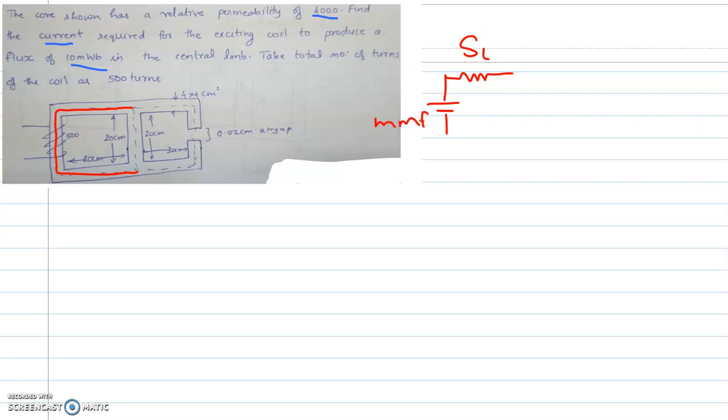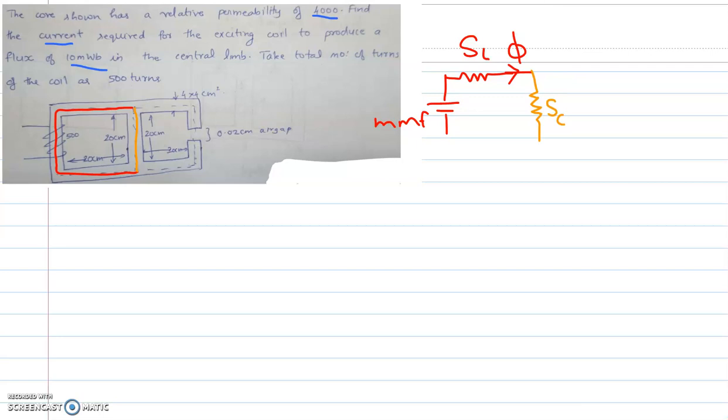Then it comes to the central limb. Whatever flux phi is produced, that flux phi divides into two parts. One is over the center portion, that is the central limb, and that phi C has an iron path, therefore it will have a reluctance, that is SC.